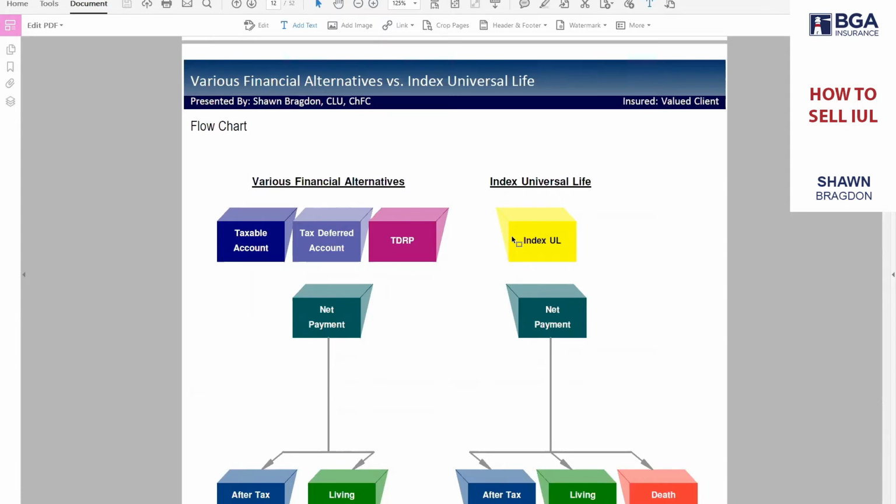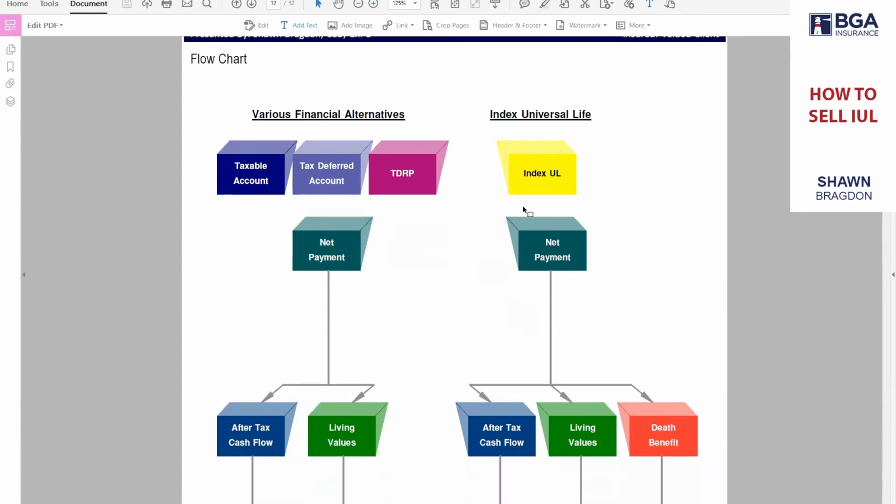And this next page is one of the most effective tools we have here at BGA Insurance to help you educate a client on why an index UL product can be a great supplement retirement plan. This report, you can plug in any traditional retirement product.